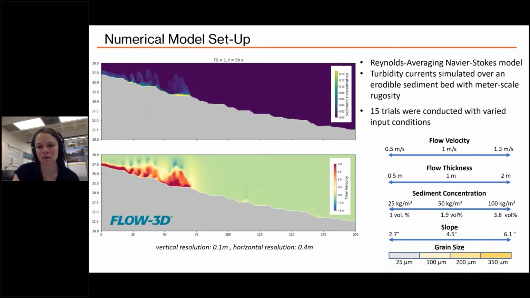We used 3 different values for flow velocity, flow thickness, sediment concentration, and slope. All the flows have the same grain size distribution, which consisted of equal parts of those 4 grain sizes, which range from silt to medium sand. The model output were grids of the sediment concentration and flow velocity fields every 50 seconds.